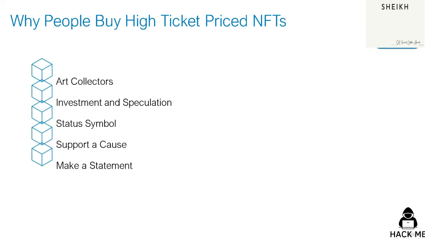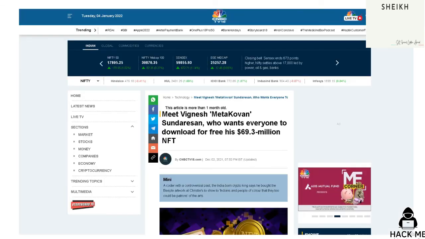Beyond that, I want to talk about the final reason that I want to address in this case, which is to make a statement. When you buy a high ticket item NFT, you're basically making a statement, and you may have your reasons. One example is Vignesh Metakovan Sundaresan, who bought that initial $69.3 million NFT by Beeple. He turned around afterwards and said, everybody, I purchased this NFT so you can download it for free. In essence, he purchased this NFT and then offered it to the entire world, so anybody who wants can right click, save it and view it. It's his NFT, and he wanted to use his money for that.